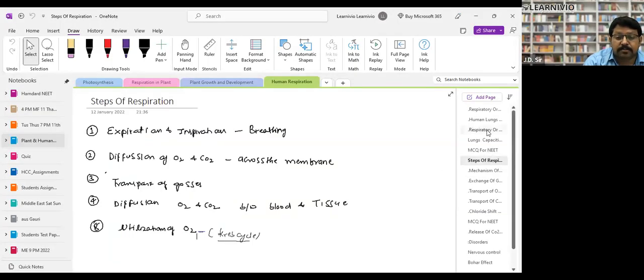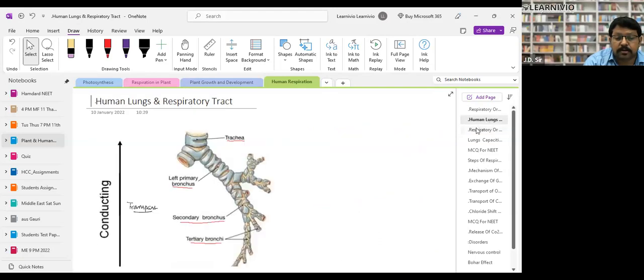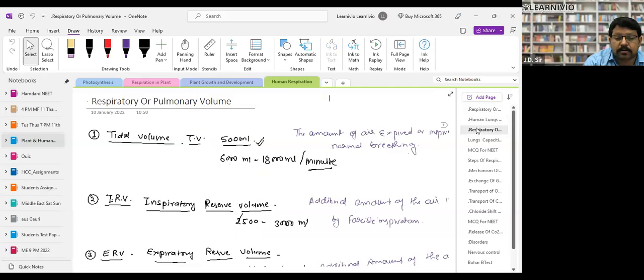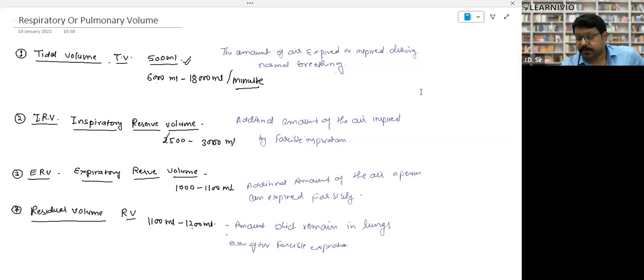Respiratory volumes. They are called respiratory or pulmonary volumes. Martin, they are equally important for medical as well as for your school exam. There is TV, IRV, ERV, and reserve volumes. Okay, try to understand one by one.